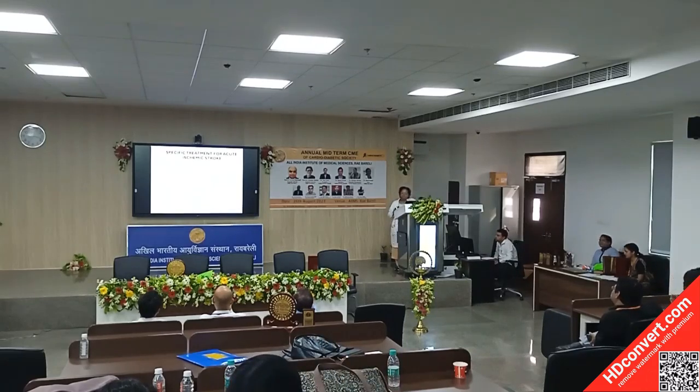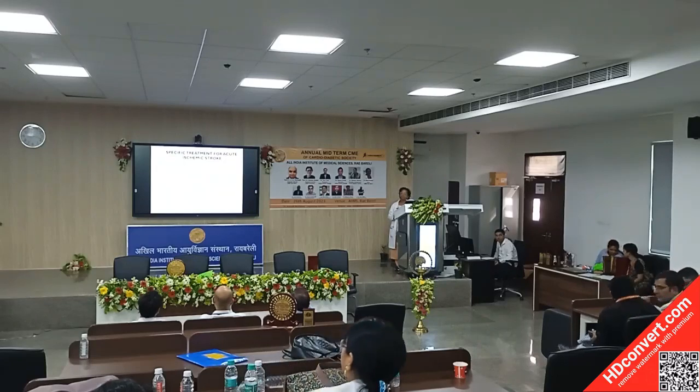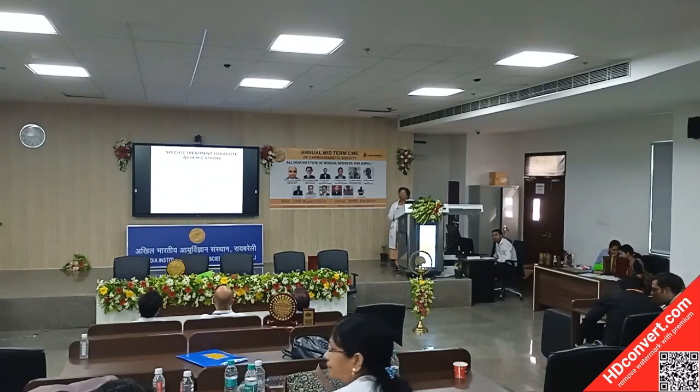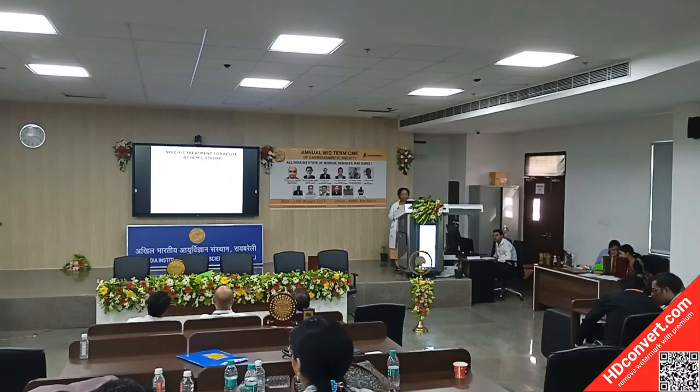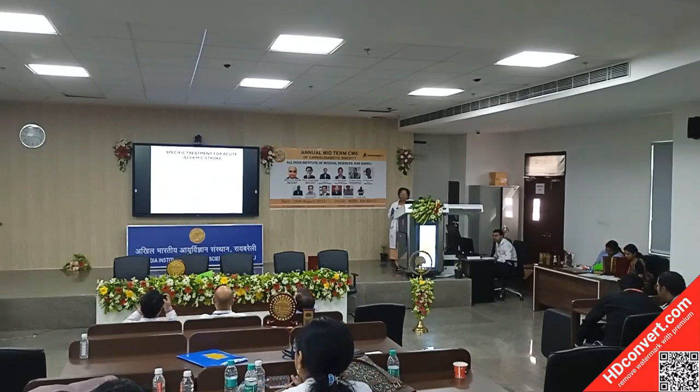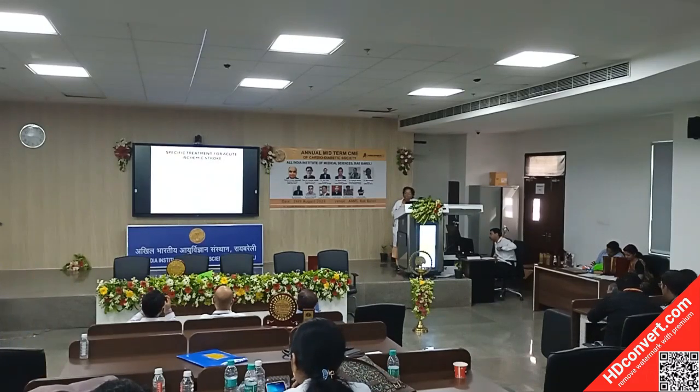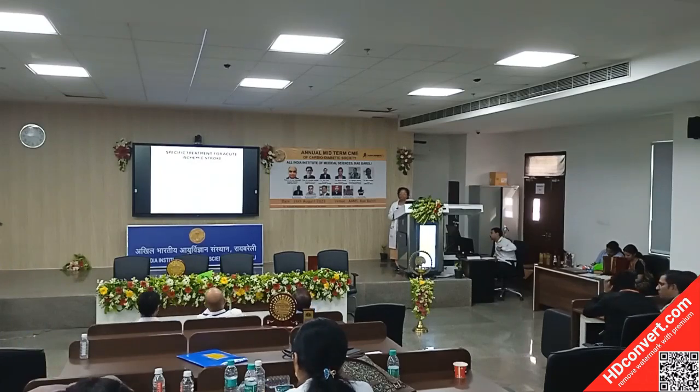So what are the specific treatments for the management of acute ischemic stroke? Chemical thrombolysis in the form of tissue plasminogen activator, when given within the window period of 4.5 hours; we can go with alteplase or tenecteplase. Mechanical thrombectomy can be done within 6 hours and up to 24 hours. Aspirin is given within 48 hours, along with management in the stroke care unit.